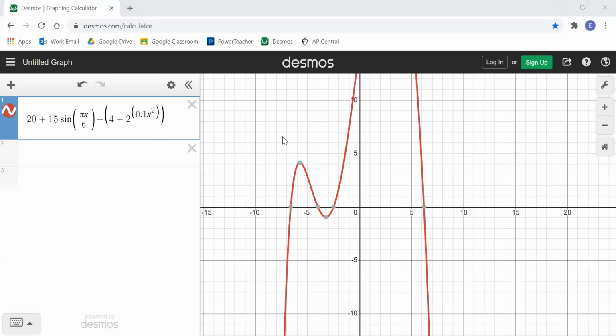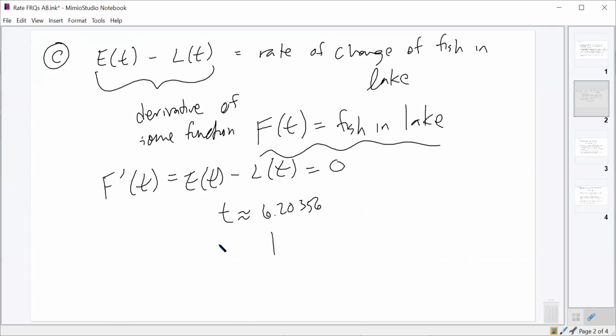So if we were making a sign chart with this value here, our derivative to the right is positive, tells us we're increasing. Derivative to the left is negative, tells us we're decreasing. And so that would tell us that we had a max when t was 6.20356.